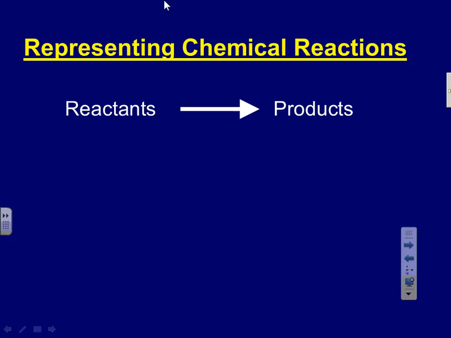Two ways in which we can write chemical reactions. One's called a word equation, and we're going to talk primarily about that today. And then tomorrow we will talk about putting the chemical formulas in for a balanced chemical equation.